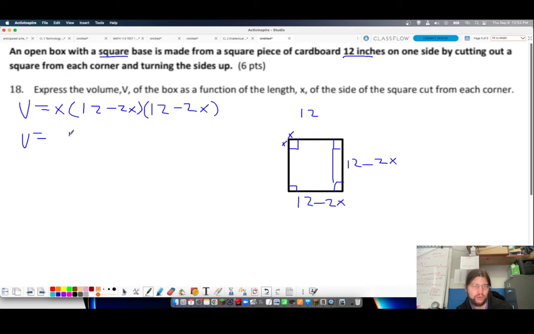12 times 12 is 144. That's going to be negative 24x, and that's going to be negative 24x, so that's negative 48x. And then that's plus 4x squared. However, we're multiplying everything by x. So that's going to be 144x, negative 48x squared, and 4x cubed. Multiply it all out. Or don't.